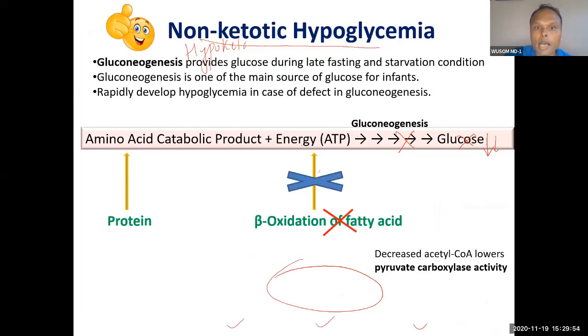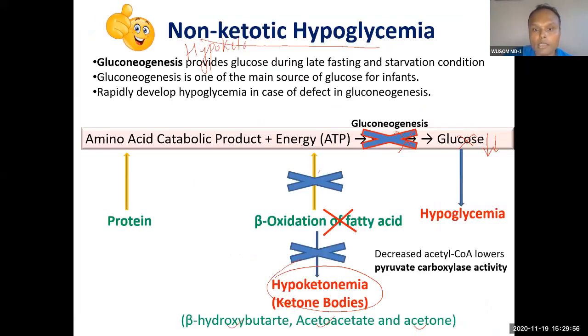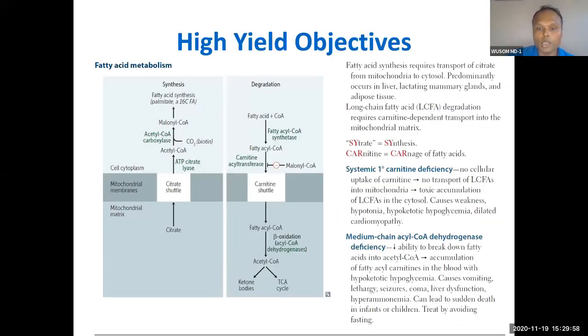So this is hypoketotic hypoglycemia, the very important finding of this. You can see here also in carnitine uptake deficiency, hypoketotic hypoglycemia. And you can see here also hypoketotic hypoglycemia. Both disorders have hypoketotic hypoglycemia. They both have the same type of finding, but there is a difference. I will tell you that difference.